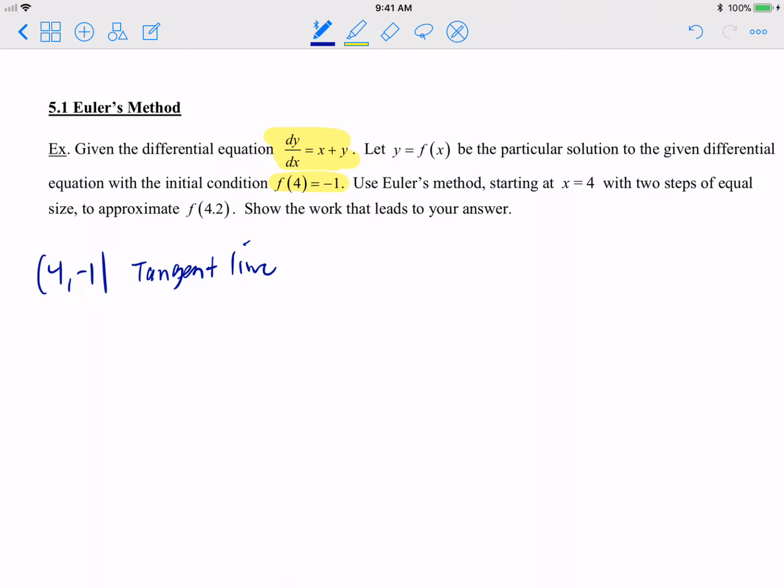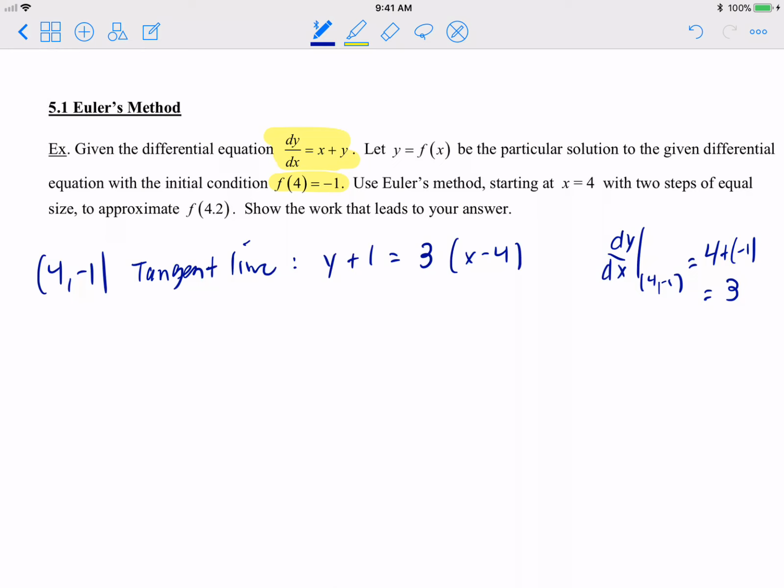Okay, well hopefully you're thinking in your head, I need a point and I need a slope. So my point is going to be 4 and -1, so I'm just going to go ahead and plug that into my tangent line. And then in that little space, I need the slope. So maybe over here I can just do some scratch work and figure out that the slope at the point 4, -1 is just going to be x plus y, so 4 plus -1, which is equal to 3. So this is going to be a 3 right here.